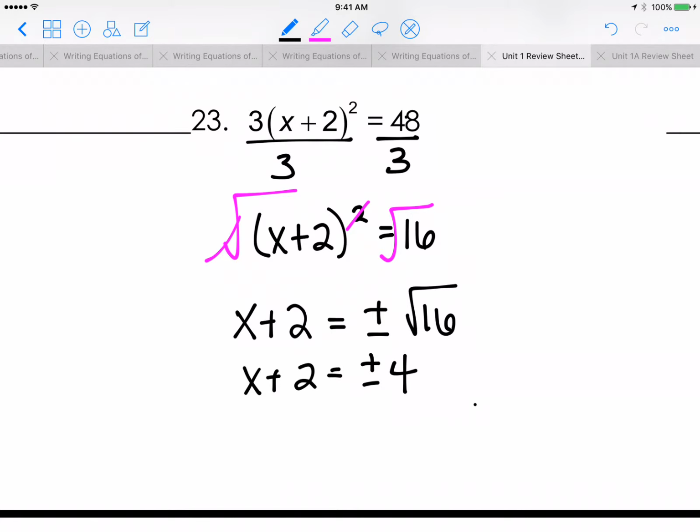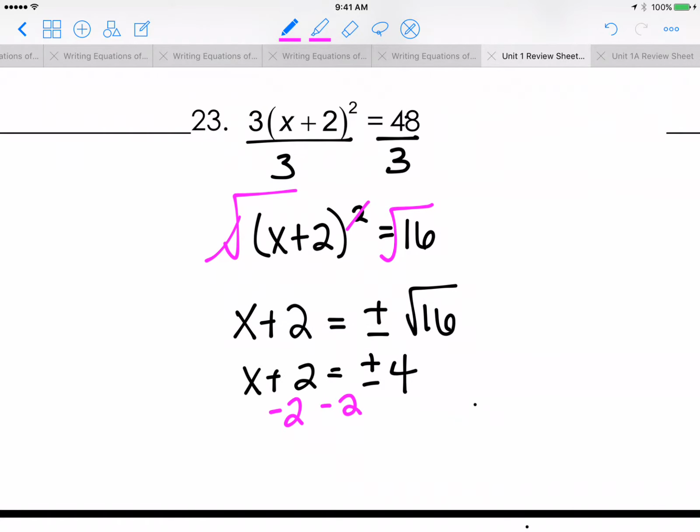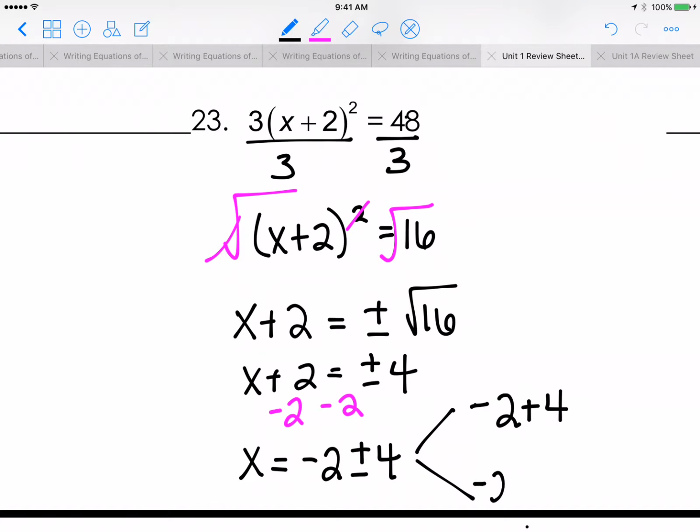But the thing is that 2 is in the way of x being isolated. So if we subtract over the 2, we get x is equal to negative 2 plus or minus 4. But the thing is we're not done, because we need to split that out. We get two answers. We get a negative 2 plus 4, and we get a negative 2 minus 4. So negative 2 plus 4 gives us a 2, and a negative 2 minus 4 gives us a negative 6. So our answer is negative 6, comma 2.